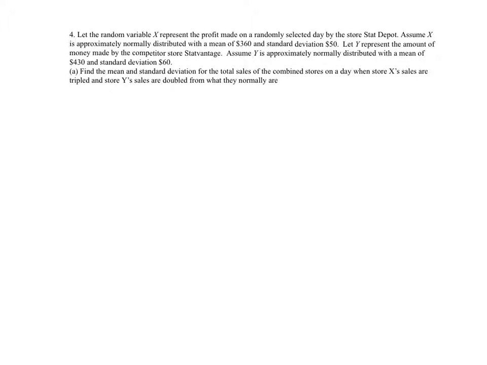So then they want us to find the mean and standard deviation for the total sales of the combined stores on a day where store X's sales are tripled and store Y's sales are doubled from what they normally are. So this is just multiplying by a constant of 3 and multiplying by a constant of 2. And we are just looking for the mean and the standard deviation. So I want mu for tripling X plus doubling Y.